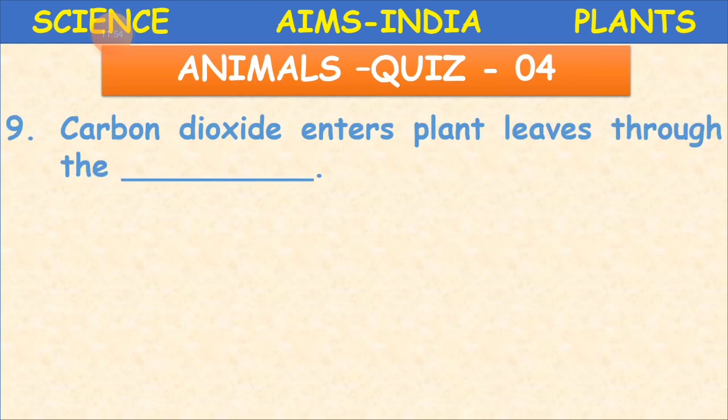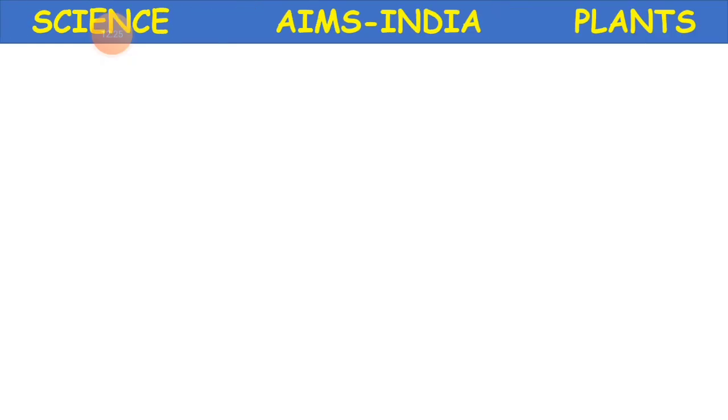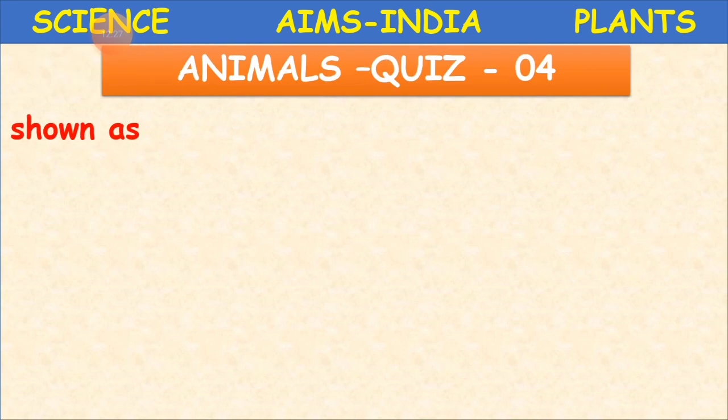Carbon dioxide enters plant leaves through the dash. A option is stomata, B chloroplast, C xylem and D cuticle. From which does the carbon dioxide gas enter the plant leaves? Yes, children? Stomata. The correct answer is A option, stomata. Okay. Now another question for you, the last question here.